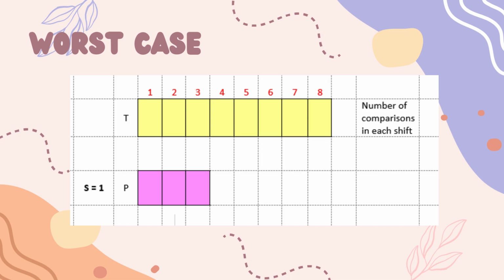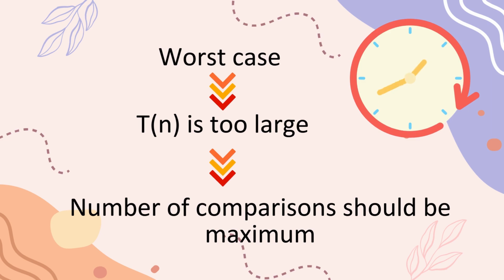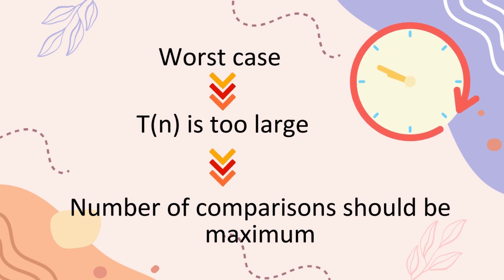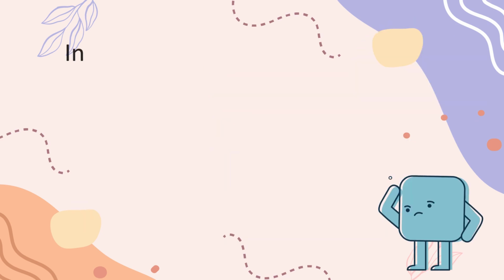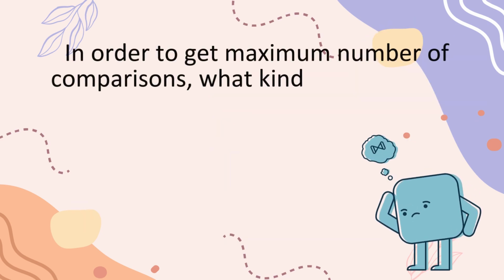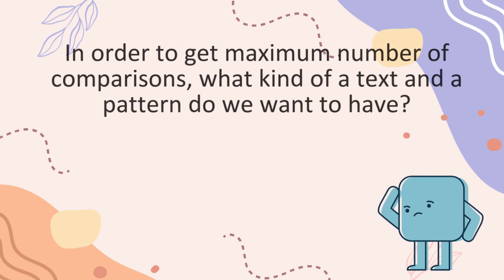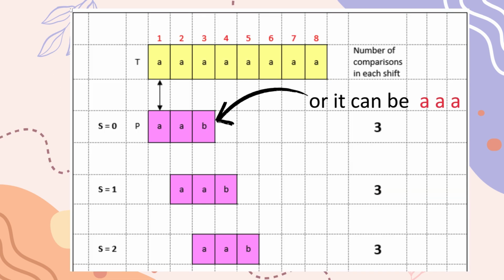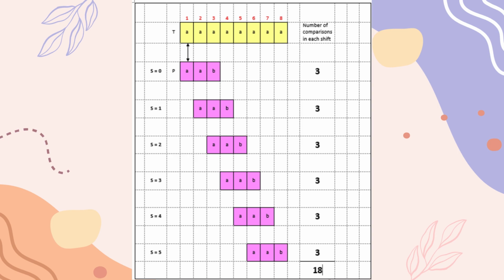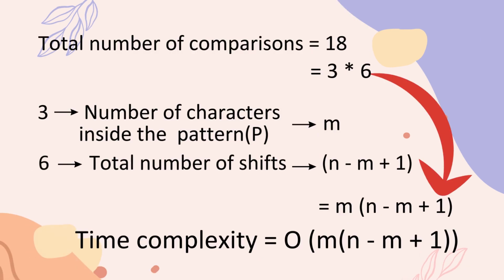Worst case. Worst case means you are taking a lot of time. In order to get T(n) too large, the number of comparisons should be maximum. The maximum number of comparisons should be done. In order to get the maximum number of comparisons, what kind of text and pattern do I want to have? It should be this kind of text and pattern. Total number of comparisons equals 18. 18 means 3 multiplied by 6.